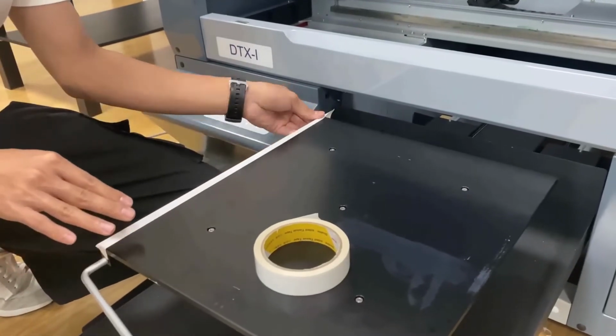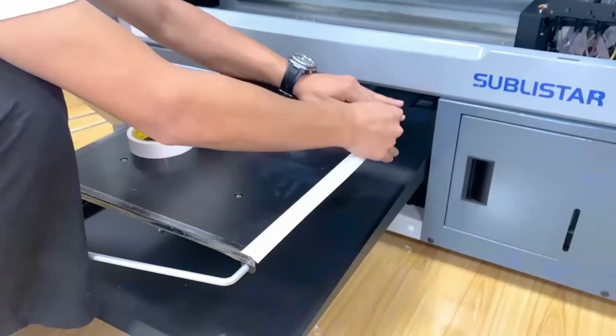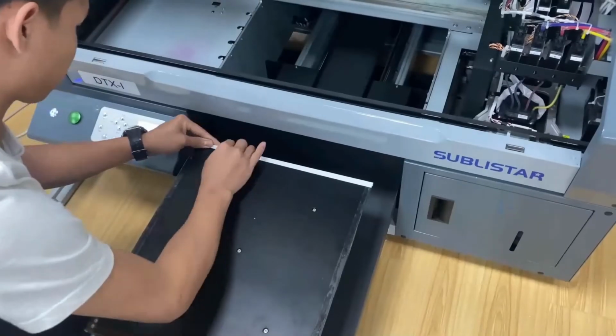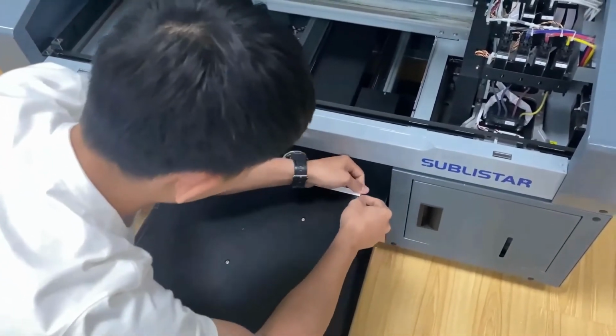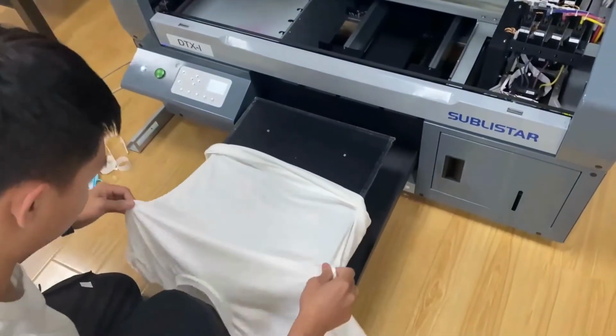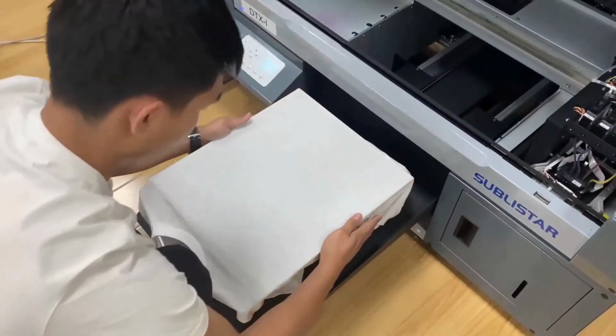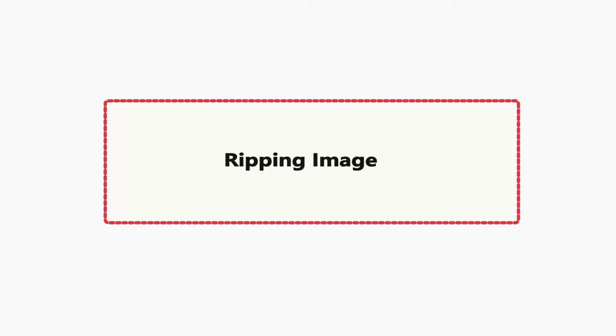So next, we put the shirt onto the DTG printer's platen, securing the t-shirt with double-sided tape. The second step, we're going to do ripping the image.